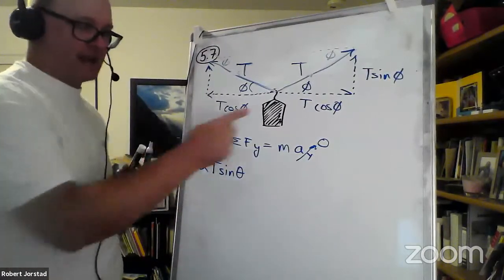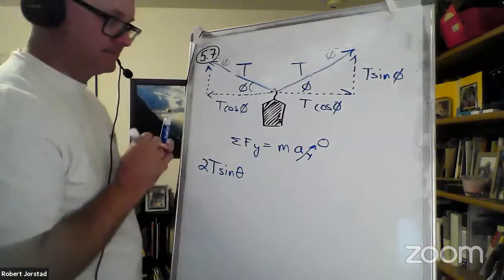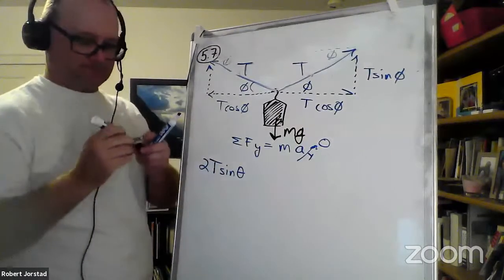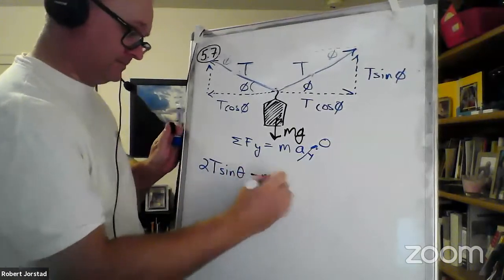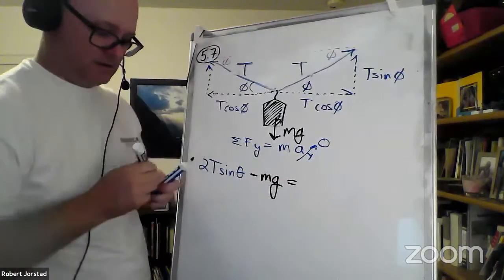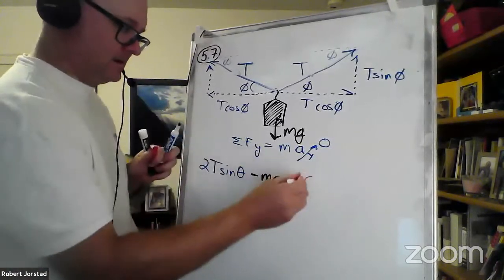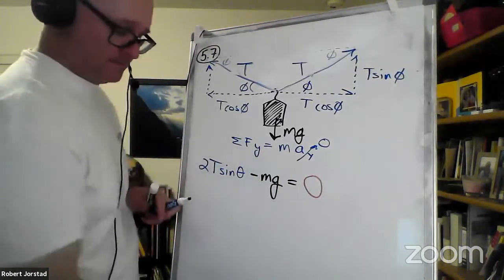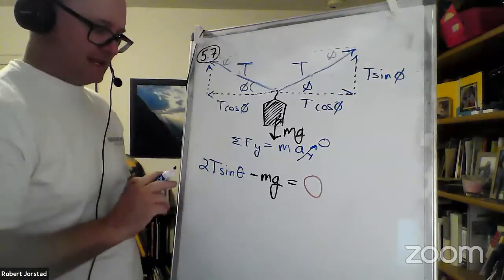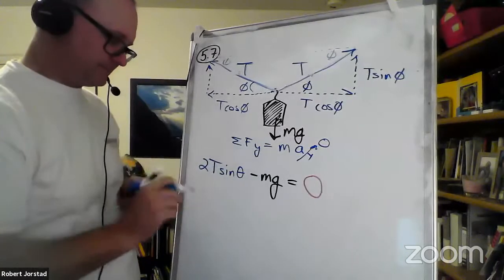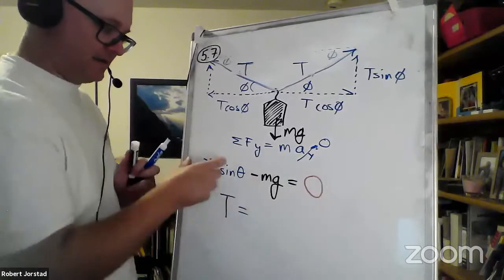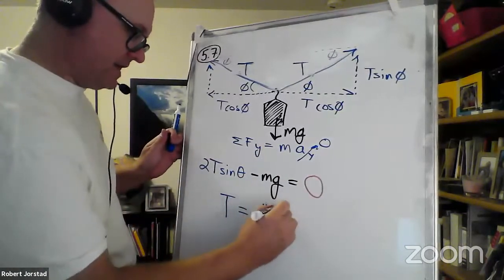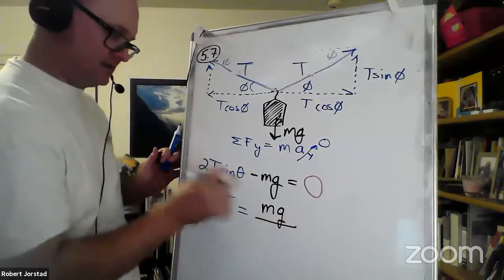Are there any other forces acting on this mass? Force of gravity, mg. Yep, mg. So there's an mg downwards, right? And all that should equal 0. Okay. So far, so good. So from this, let's solve for the tension. I move the mg over, and I divide by 2 sine theta.